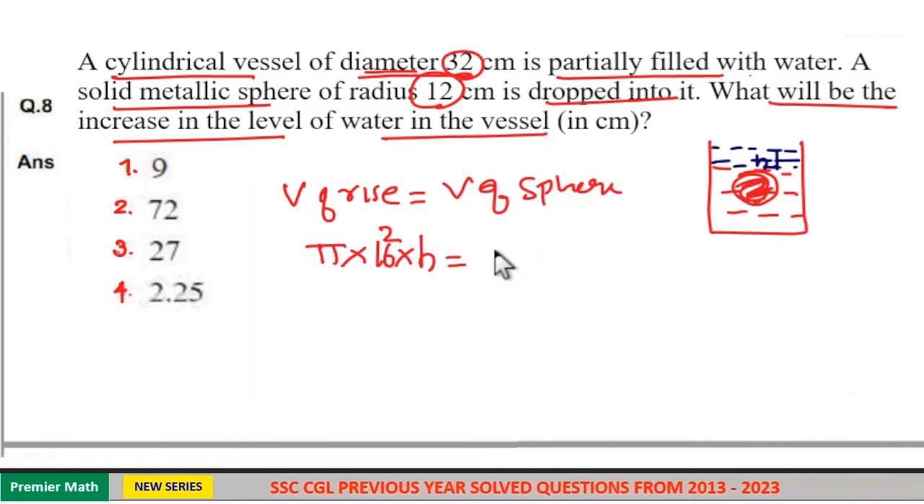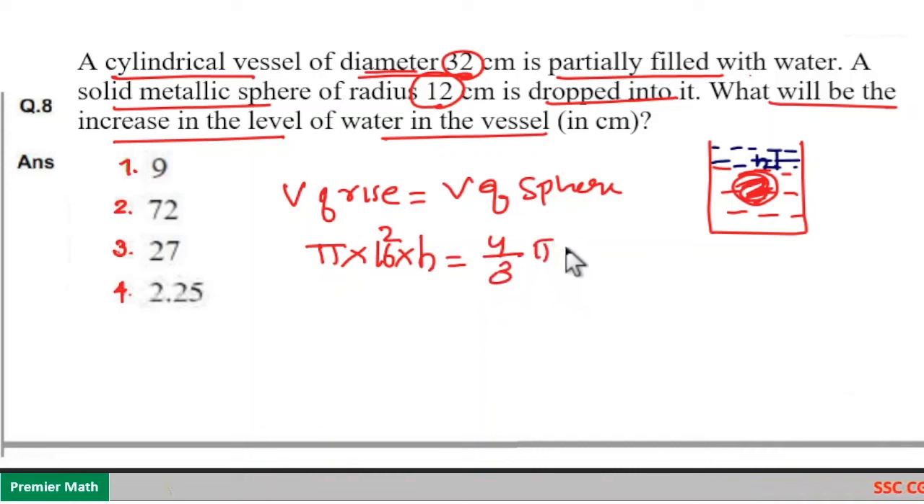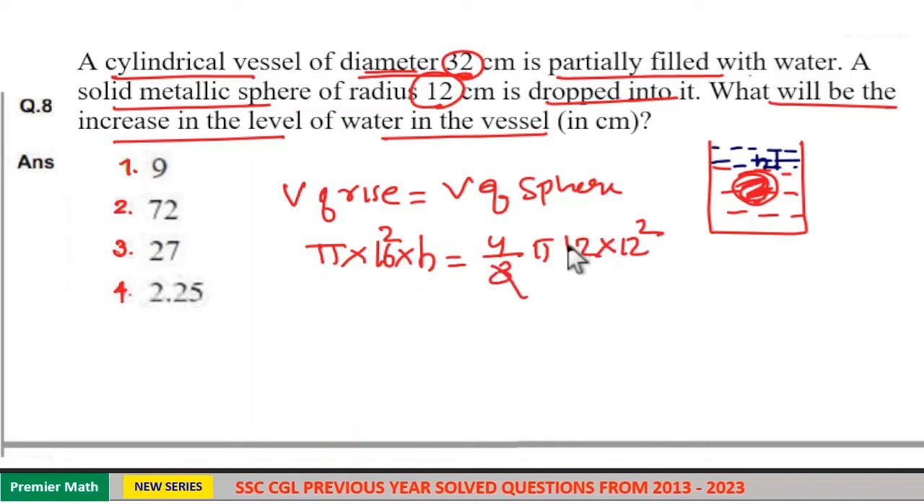Now volume of sphere is equal to 4 by 3 pi r cube. R is equal to 12. So 12 cube, I will write it as 12 into 12 square. I can cancel it. Here 3 goes 4 times in 12, and 4 into 4 is 16. So 4 into 4 16, cancel here.